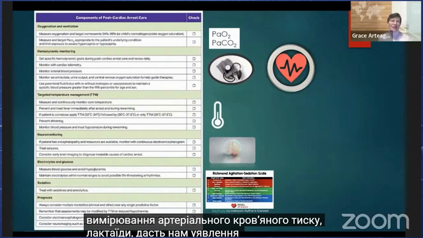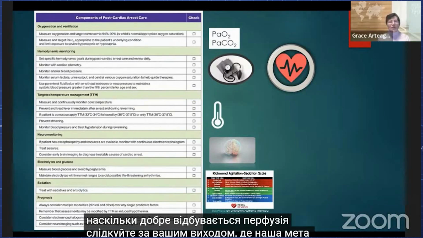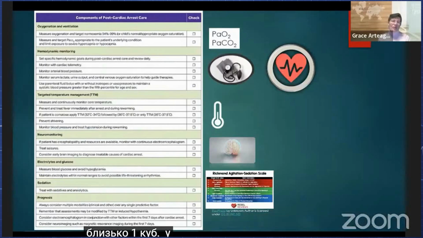Lactates give us an idea of how well the perfusion is occurring, followed by urine output, where our goal is around 1 cc per kilo per hour. And then, if possible, a venous oxygen saturation. That will actually guide us in some of our management.